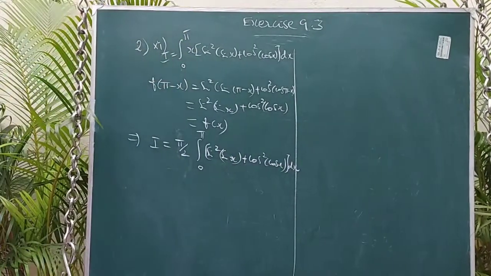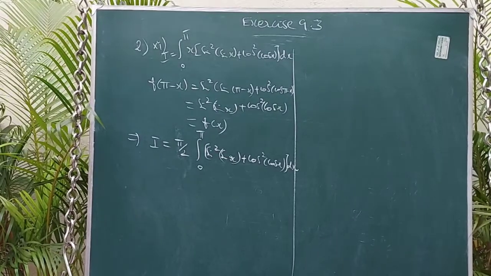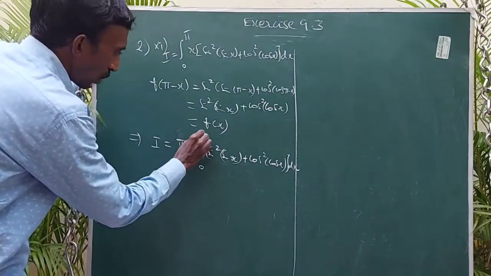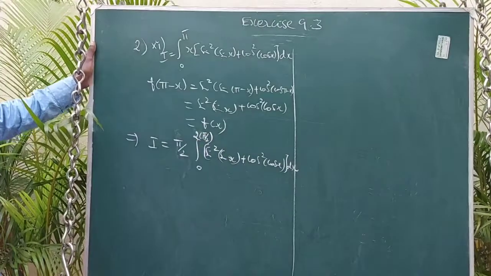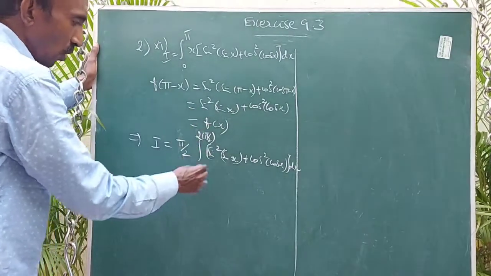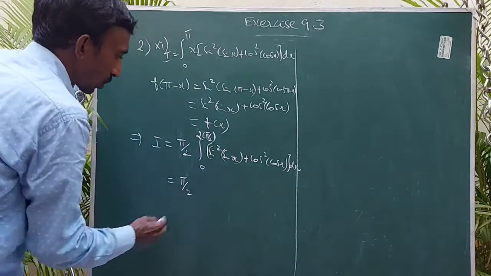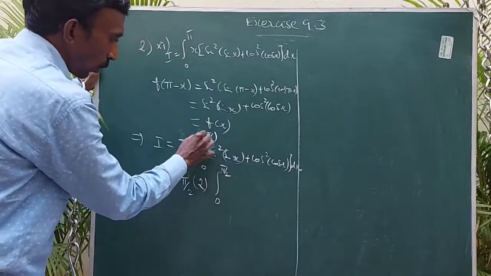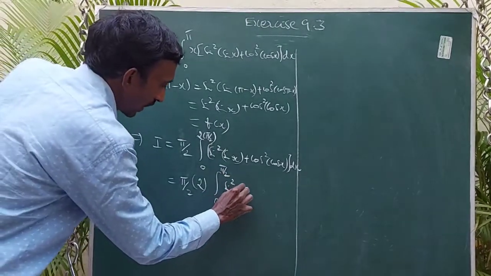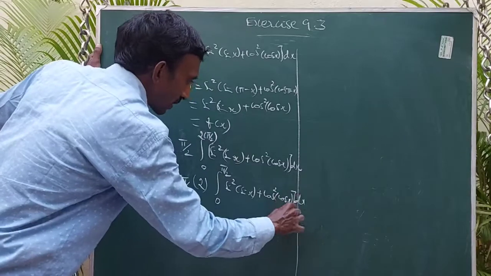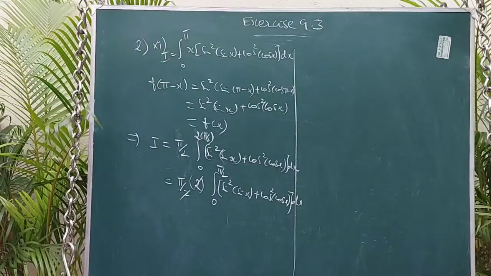Again property number 10: if f of 2a minus x equals f of x, then integral 0 to 2a of f of x is equal to 2 times integral 0 to a. So we have to write this pi as 2 into pi by 2. So 2a format, property number 10. Again f of 2a minus x equals f of x, already proved, so we can apply property number 10. So pi by 2 into 2 times integral 0 to a of sin square of sin x plus cos square of cos x into dx. So this 2 cancels. So what we are getting?